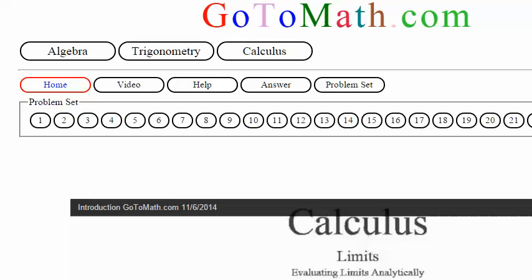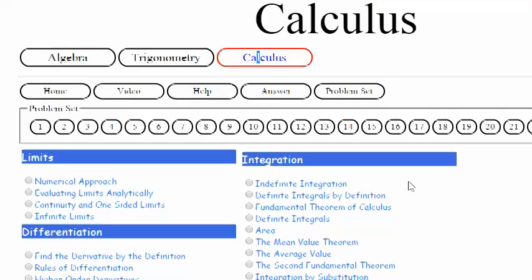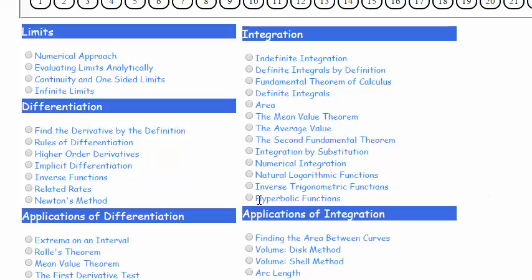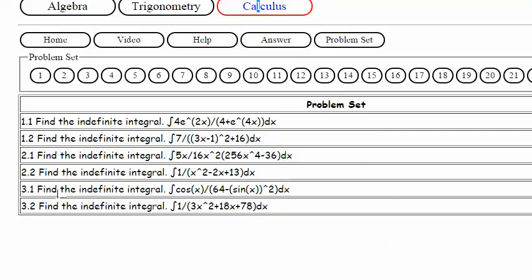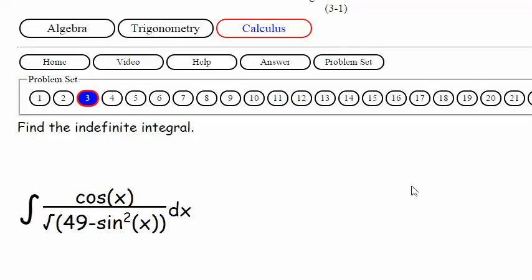We're here at gotomath.com. Click on calculus, then click on inverse. We're doing 3.1, I believe. Whoa, what's that? I don't know. Let's write it down.